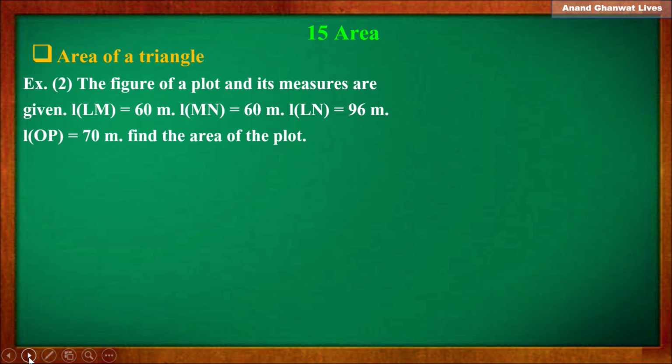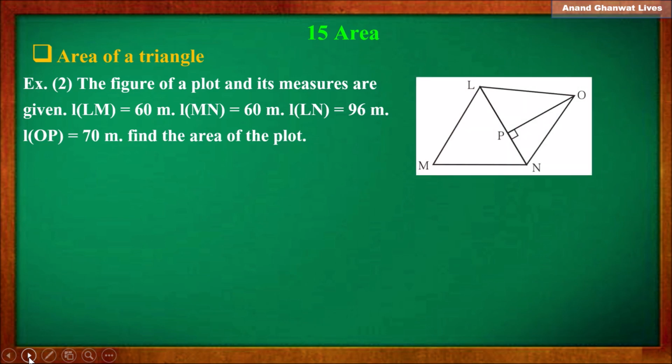Now next example, which is based on a given diagram, given figure. In the figure, the plot is shown and its measurements are length of LM 60 meters, length of MN 60 meters, length of LN 96 meters, and length of OP 70 meters. Let's show these measurements in the given diagram. Length of LM 60 meters, length of MN, that is 60 meters, length of LN, that is 96 meters, and length of OP is equal to 70 meters. Now we have to find the area of this plot.